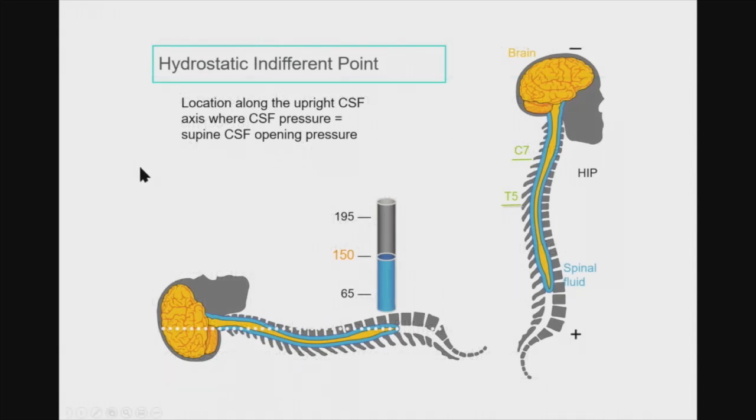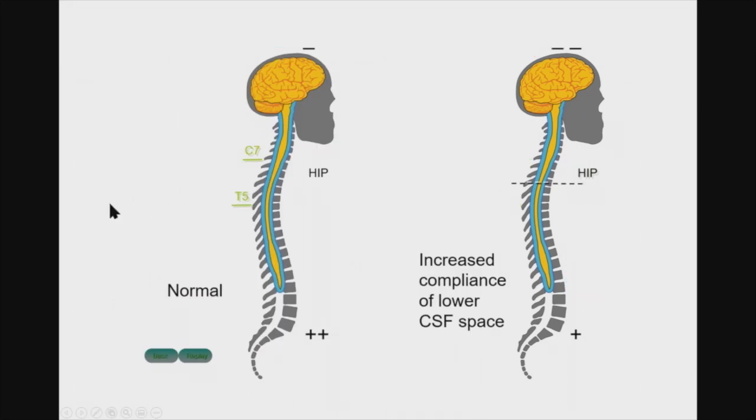Again, the hydrostatic indifferent point, just to reiterate. It's a new concept. It took me a while to learn this. Lying down, sitting up. What happens? Normal. Increased compliance. The hydrostatic indifferent point comes down, and one develops a headache. So the way to look at this is a series of balloons. You've got a balloon here, and a balloon there. By reducing the pressure, the balloons are more expandable, and when you stand up, more spinal fluid drifts down, and the pressure decreases in the head.